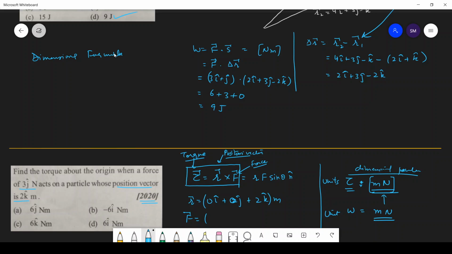If you have forgotten, let us revise it. Dimensional formula. How do we write it? M, L and T you have to write in these terms only. Mass, length and time. These fundamental quantities you have to write. Keep on simplifying the formula until you get it in the form of mass, length and time.